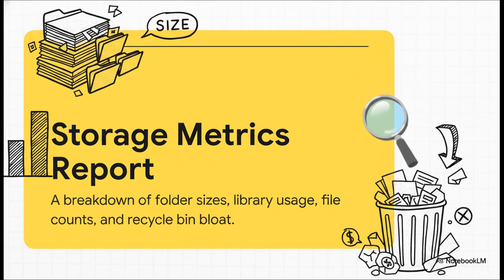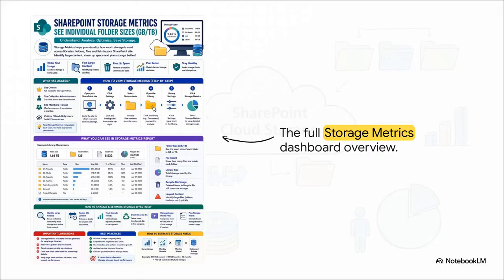The Storage Metrics report is, at its core, just a generated breakdown of folder sizes, library usage, total file counts, and the amount of bloat sitting in your recycle bin. That's it. It just takes all your content and ranks it by size so you can immediately spot the heaviest items. When you pull up the full dashboard, yeah, it might look a little dense at first glance, but it beautifully visualizes how much storage is being used across your whole environment.